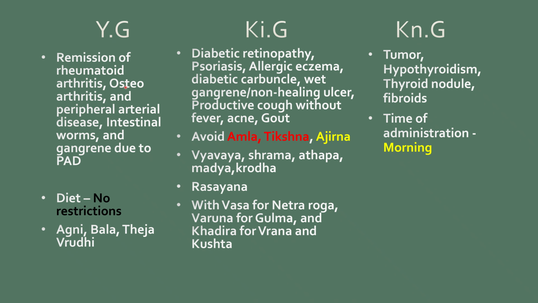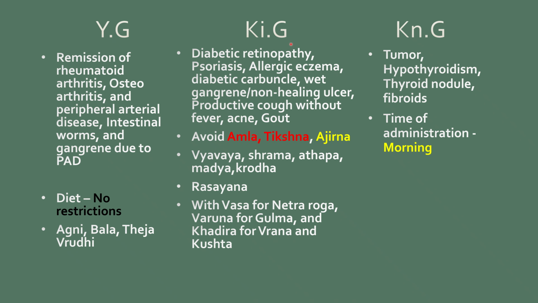So Yogaraja Guggulu can't be used in Samavastha, but we can use it in Niramavastha of Amavata. Definitely, it can be indicated in osteoarthritis, that is Sandhigata Vata, and peripheral arterial diseases where there is Kapha Avarana to Vata, intestinal worms that we already described, and gangrene due to peripheral arterial diseases. All the Dushtavrana, in all this we can indicate Yogaraja Guggulu.